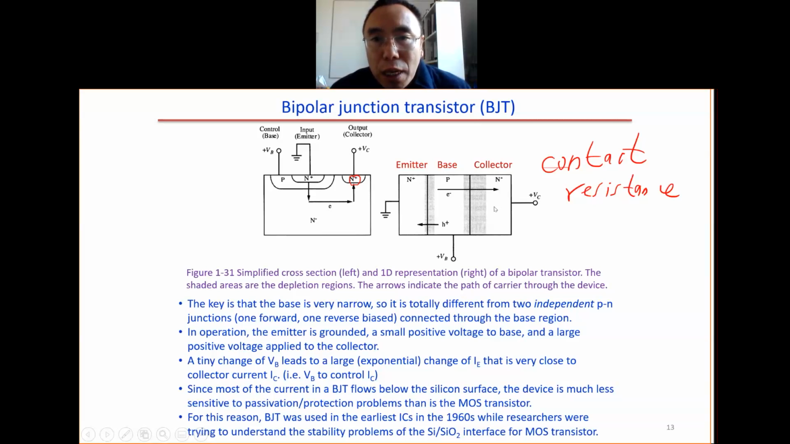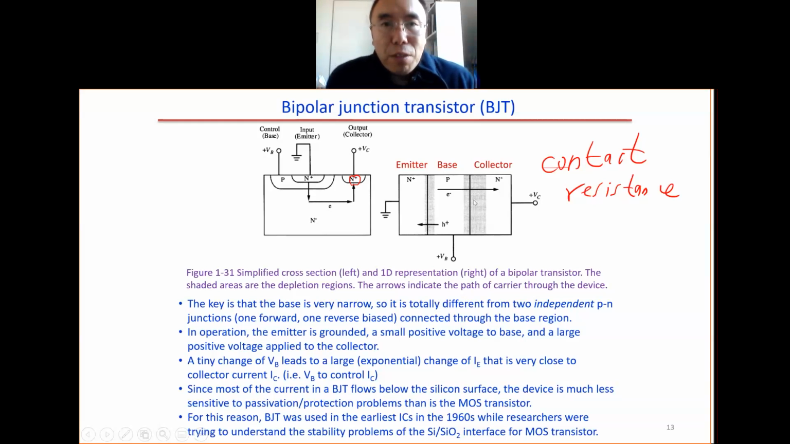From here to here, this junction is reverse biased. So normally there will be no current flow from here to here. You can see that for the reverse bias, this gray area is the depletion region, and it is very wide. For the forward bias, the depletion region is small. So you would normally think there will be no current flow from here to here, because this junction is reverse biased.